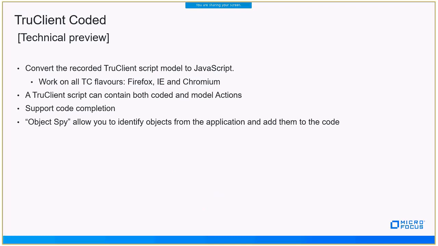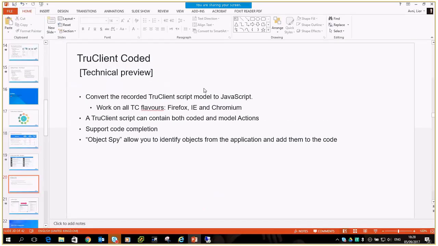It can contain both model actions and coded actions. It supports code completion. And there's also an object spy that allows you to identify the objects from the application you're recording and add them to the code. Meaning you can either record a model, convert it to code, or you can start from code, from scratch. How does it look? Again, let's see it live.